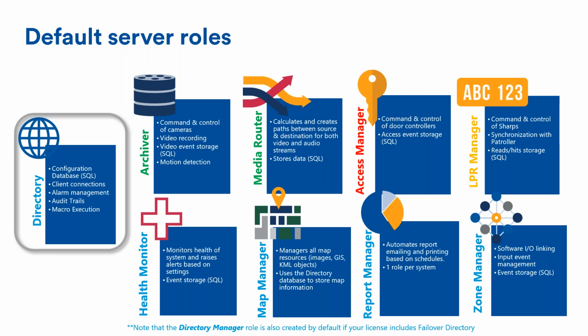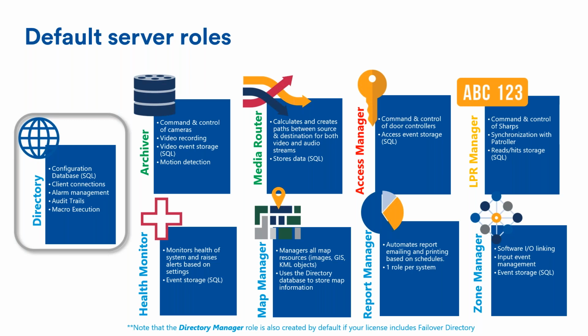Okay. The archiver is what has command and control of cameras. So we're going to talk a lot about the archiver during this webinar. It does video recording, it stores events like motion on, motion off. The archiver can do motion detection as well if the cameras don't support it themselves.